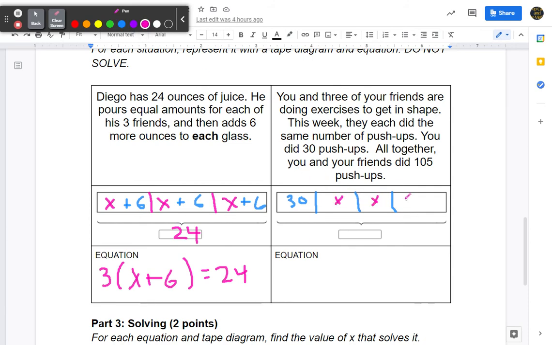So if we're looking at each person, there's you who did 30, and then there's 3 friends, and each did the same amount. All together, there was 105. So what would that equation look like? Well, we have 30, and we have 3 x's, equals 105.